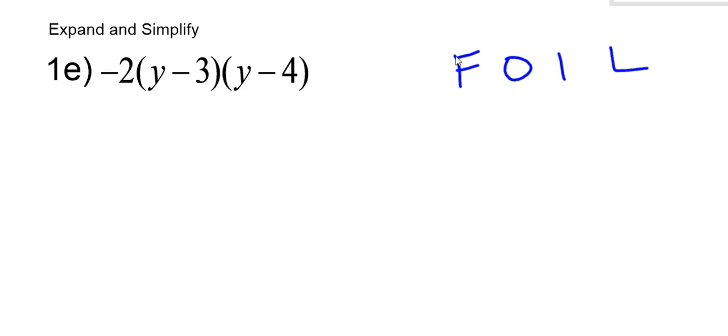So just a reminder about what FOIL is. FOIL reminds you that there are 4 steps to multiplying a binomial with another binomial. The steps are multiply the firsts together, then multiply the outsides together. Then multiply the insides together, and finally multiply the last pieces together. So it's just a little memory tool to remind you of the 4 steps. So firsts, outsides, insides, lasts. So let's go ahead and do that math and multiply using FOIL.